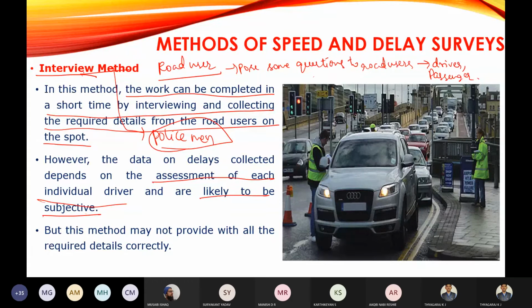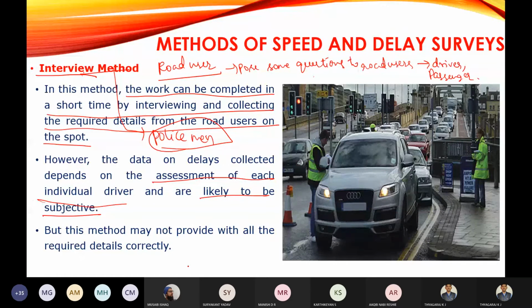So some mentality of the drivers will be there. They will answer all the questions, but some drivers will not answer even a single question. They will be quarreling with us: why have you stopped my vehicle? Like that, they will start quarreling. So with the help of the police, we can easily avoid those quarrels. Okay. So based on the driver's behavior also, the data will be obtained.